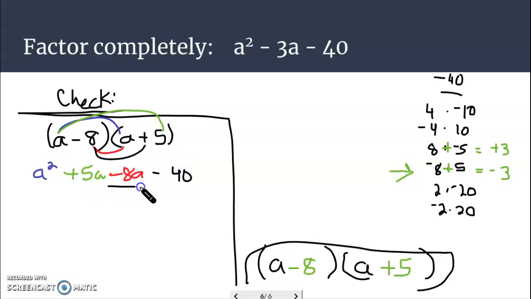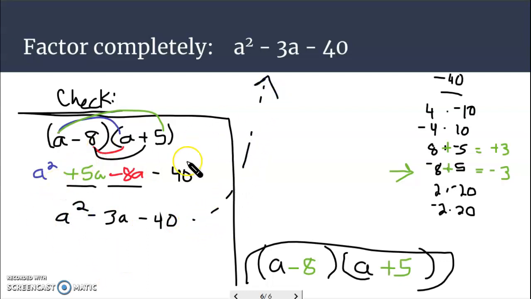And then we have like terms to combine here. Positive 5, negative 8 makes a negative 3a. Still have the minus 40, still have a squared. And notice this is the original problem. So if you're ever unsure of if you factored it correctly, you could always FOIL out your answer, multiply out the two binomials, see if it matches.